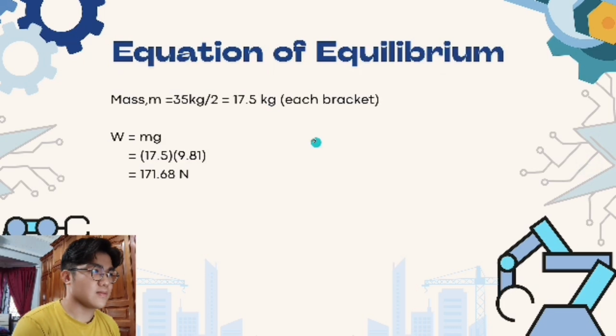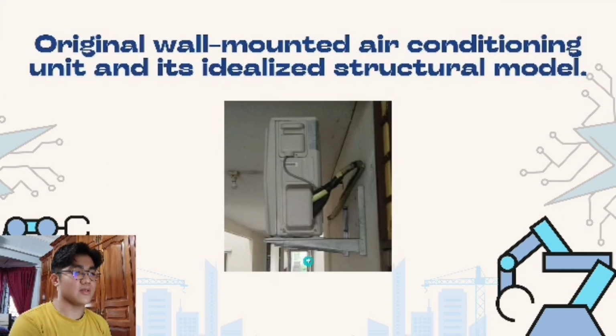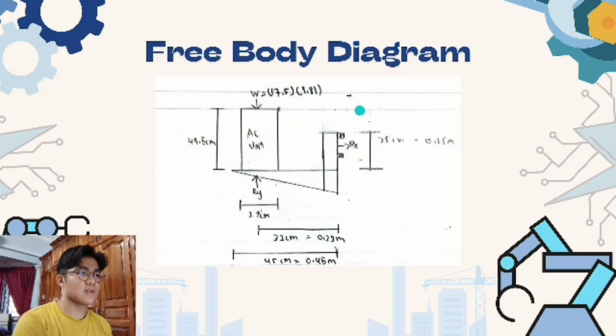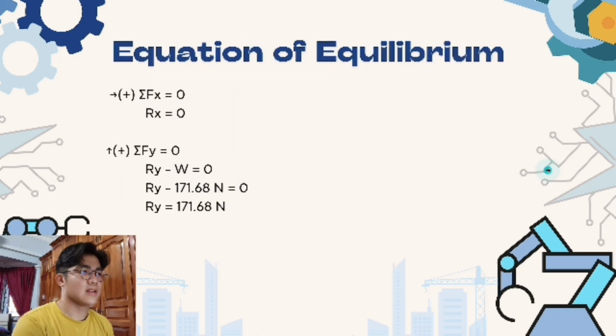So for the equation of equilibrium, the mass of the compressor is 35 kilograms. So we divide it by 2 to get 17.5, which is for each bracket support, since there are two brackets, the left and the right one. And we can find the force by using this formula, the mass and gravitational acceleration for the weight. So we can get 171.68 Newton, which is in SI unit.